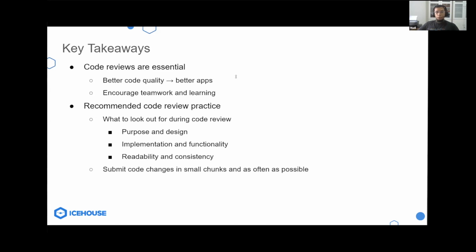Always better to submit code changes in small chunks and as often as possible. It has many advantages, as explained before. And provide a clear and brief description as well as initial comments as guidelines for your reviewers during pull requests, for example. This is always a good practice for a quicker review in spite of the size of the code change itself.